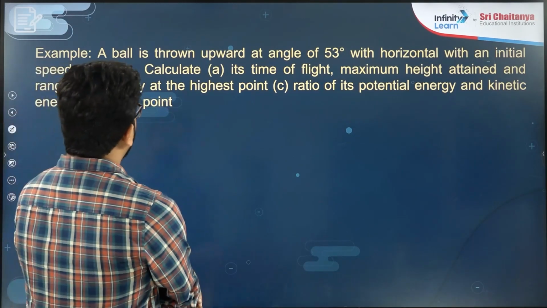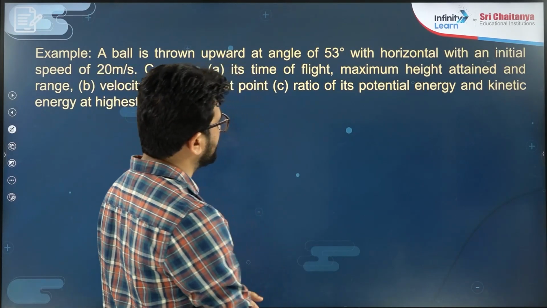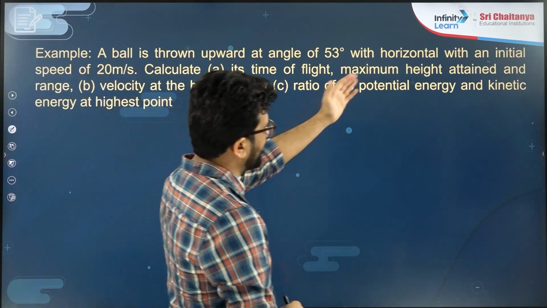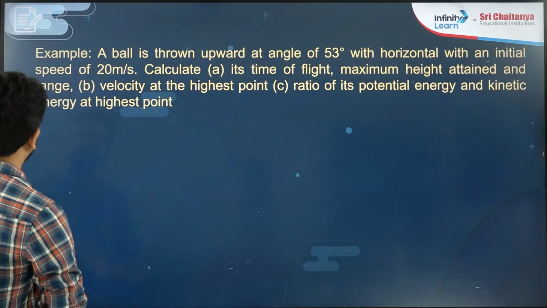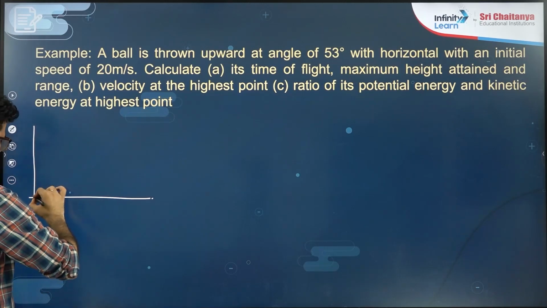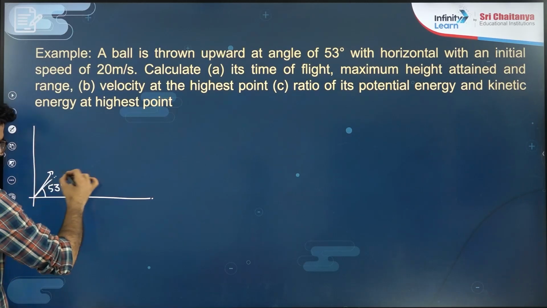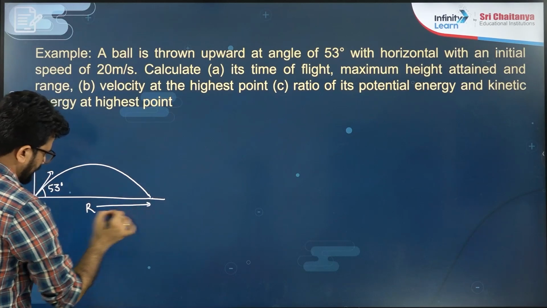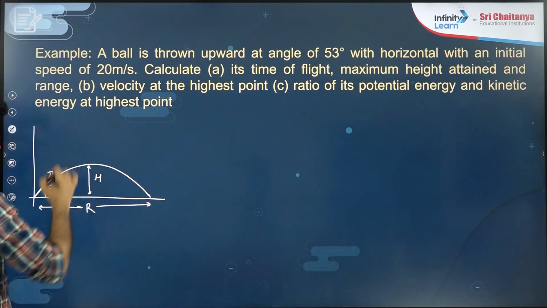Focus on the board. A ball is thrown upward at an angle of 53 degrees with the horizontal with an initial speed of 20 meter per second. Calculate time of flight, maximum height attained and range. It's the first question. Now we have to understand what the question is. Focus. The same formulas we have learned, we have to apply here. This angle is given to you, 53 degree. This particle is going from here to here. Now we have to calculate its range, its maximum height and time of flight.